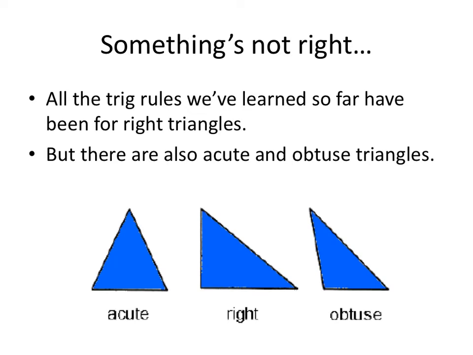Now, everything we've done in trigonometry so far has involved right triangles, and so the Pythagorean theorem holds, and we know a whole bunch of things from those. But there are also acute and obtuse triangles. So if everything we've done so far has been only for right triangles, that leaves out a lot of triangles.